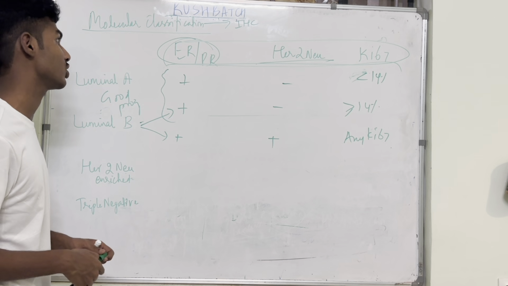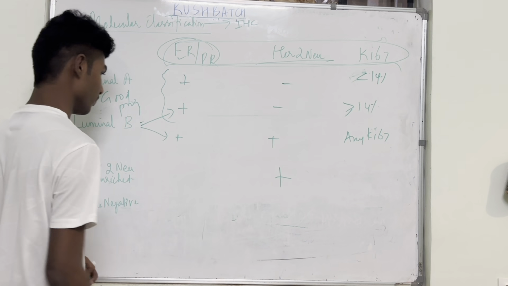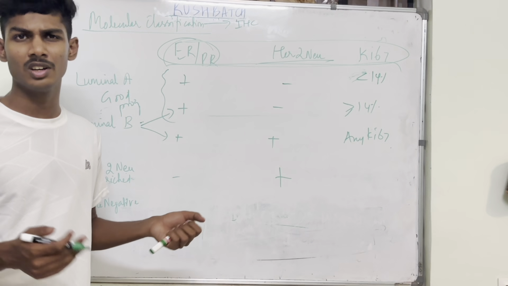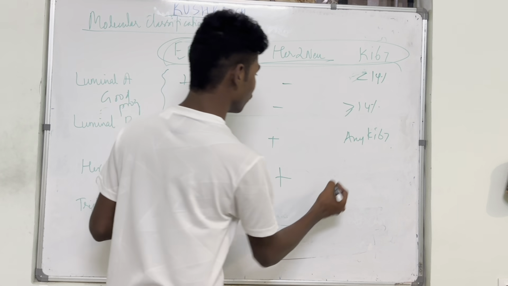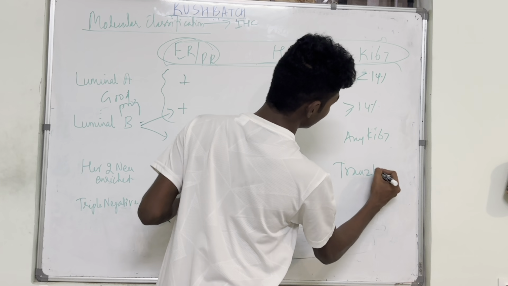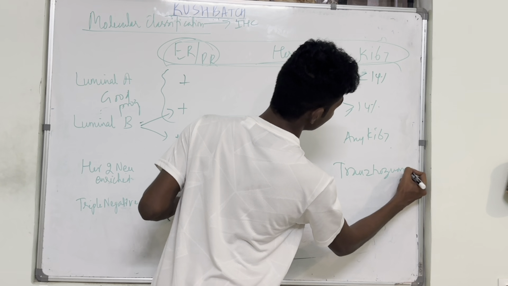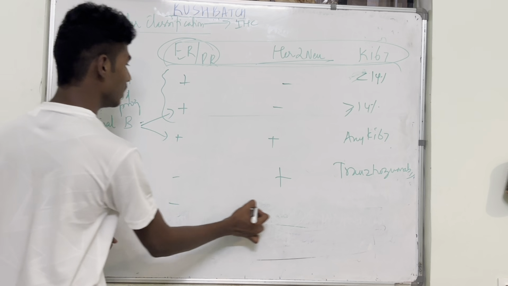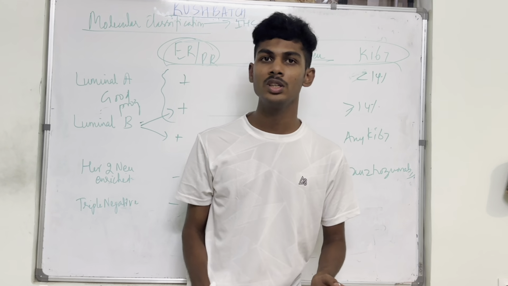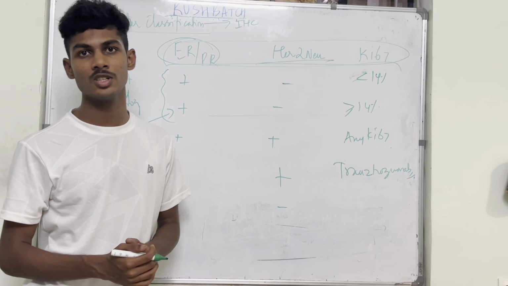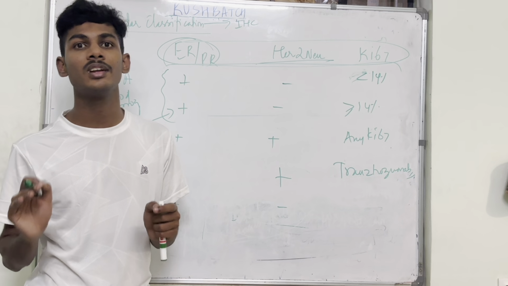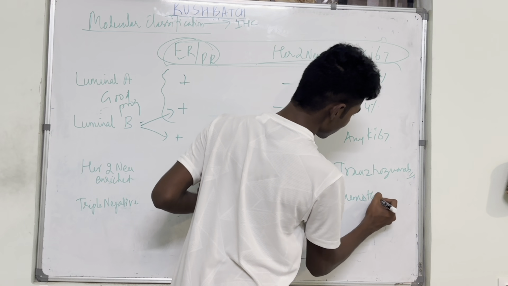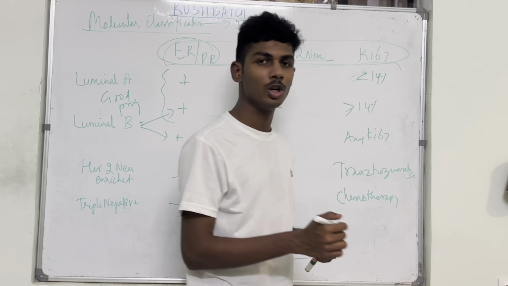Now HER2/neu enriched cancers. HER2/neu is positive and everything else is negative, right? So here what drug, how can we treat the patient? There is one drug you will read in pharmacology, that is trastuzumab. Okay, so this drug I can give to cure the patient. Next, triple negative means all the three are negative. Is it a good prognosis or worse prognosis? It's a worse prognosis. You can treat it only with chemotherapy. Are you understanding this? Okay, so this completes our molecular classification.